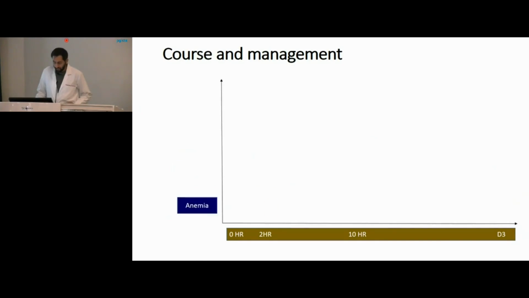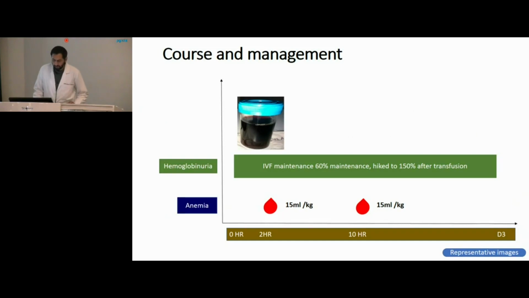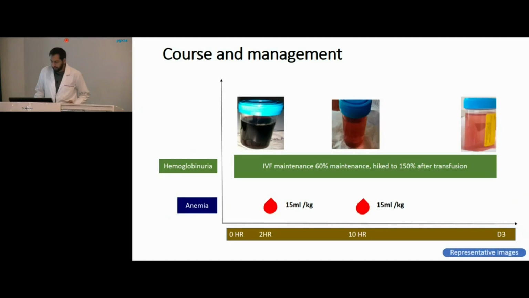For anemia, the child was transfused 1 unit of PRBC at 15 ml per kg within 2 hours, and the child total received 30 ml per kg. For hemoglobinuria, IV maintenance fluid was started at 60% of maintenance, which was hiked to 150% after transfusion. These are representative images that we took from the internet. Initially the child had dark color urine, and by the end the child's urine was looking like the final image.